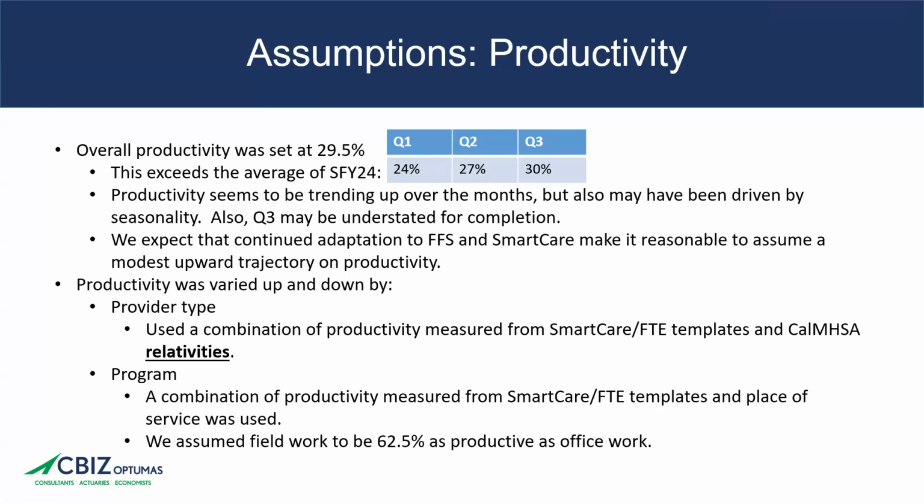Another note on the 29.5% that we're using here, this is based on a total hour amount of 2,080. So that's what this productivity percentage is relative to in terms of implied hours across the entire year. So as time goes on, we do expect that continued adaptation to fee-for-service and to Smart Care make it reasonable to assume that there will be a modest upward trajectory on productivity over time. But this is the current historical snapshot and emerging data that we're looking at on this point.